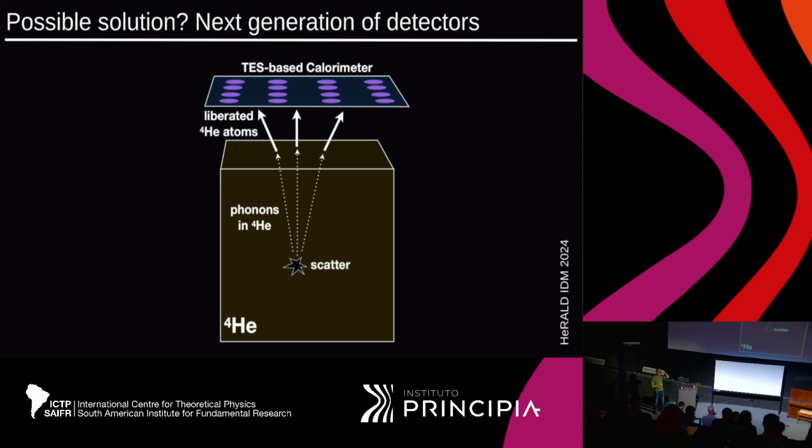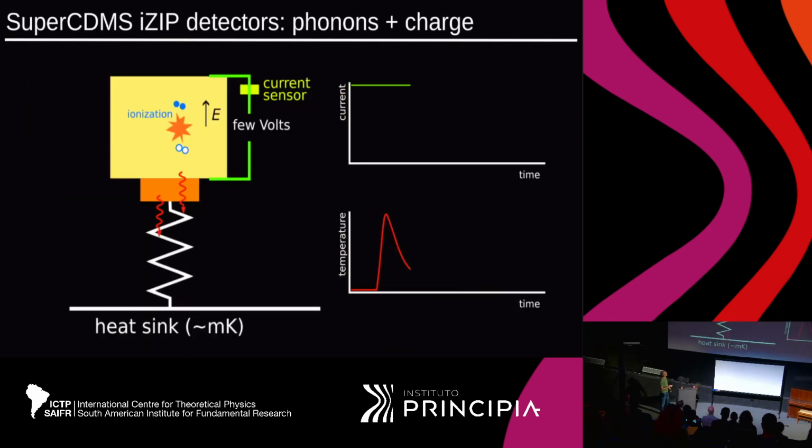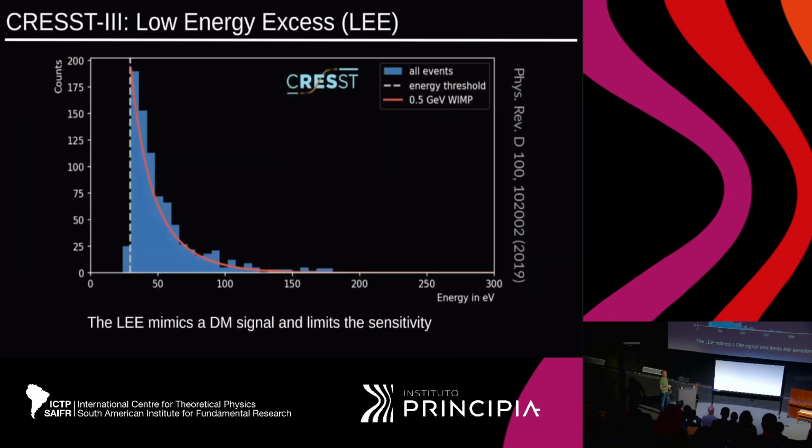Can you go back to the plot with the low energy excess in the CRESST experiment? The one where you said the signal would look like a WIMP? Yes. I have two questions. First, what would we expect for only standard model particles in this plot? And the other one, did they do studies with different WIMP masses, or just half a GeV? Oh, no, yeah. They do studies for all the masses that you want to target.